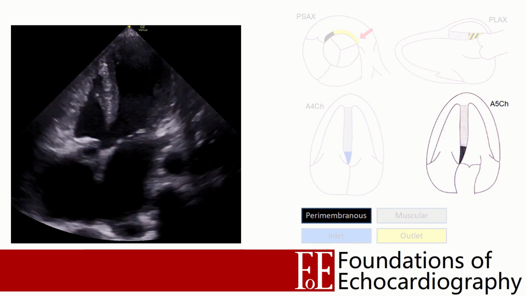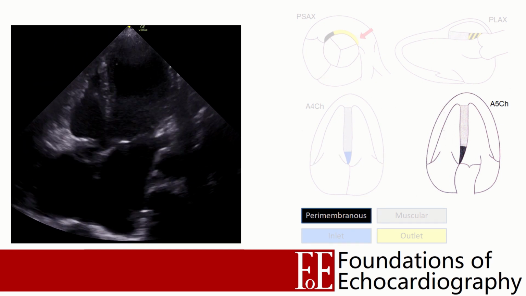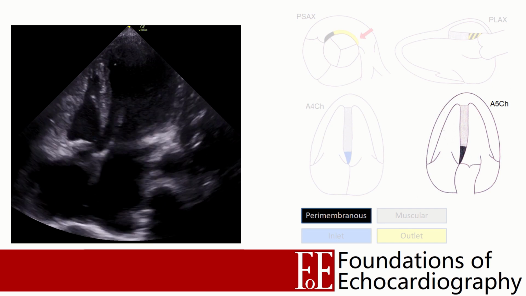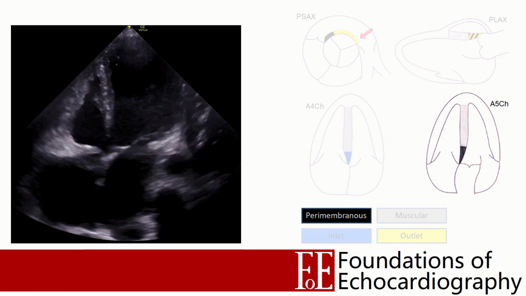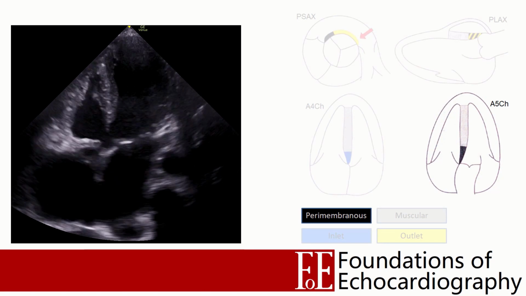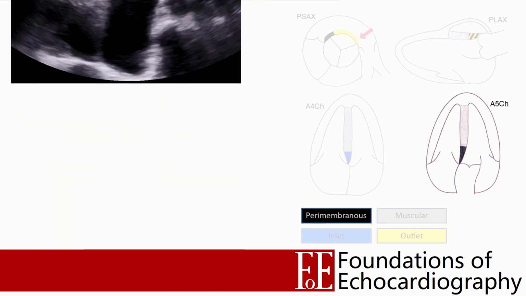So in this first clip we have an adult patient whose VSD is associated with pulmonary atresia. In the 2D apical 4-chamber view, the perimembranous VSD is just about visible, but becomes more obvious when we tilt the probe to find an apical 5-chamber view.